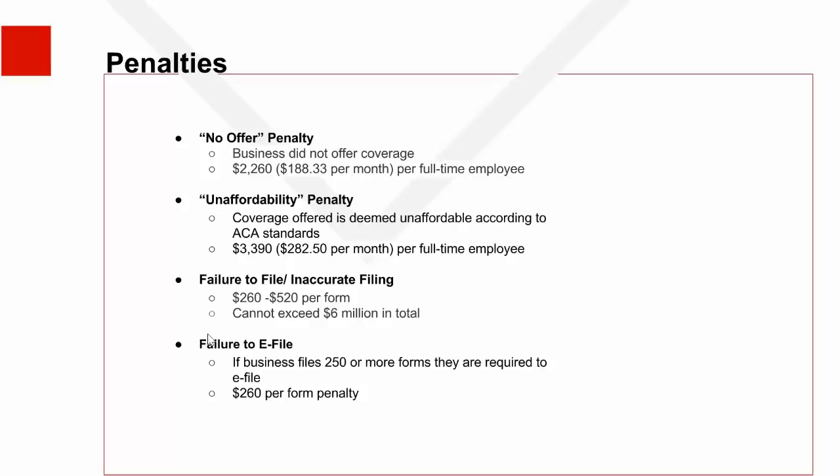And so the last two penalties have to do with filing. So failure to paper file on time or failure to provide accurate filing information can lead to $260 and $520 fine per form. But these penalties are capped at $6 million, so maybe that's comforting to some. But if you fail to electronically file, the rules are a little bit more hard and fast. There's less leeway with that, so businesses are actually subject to a fixed $260 fine per form.